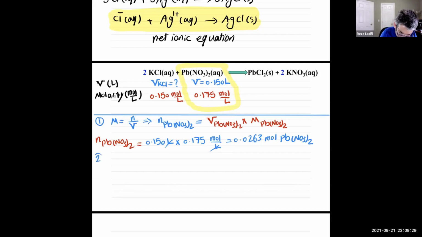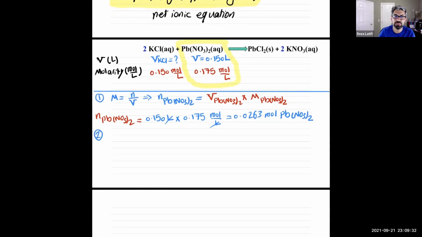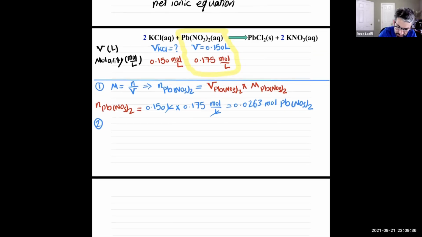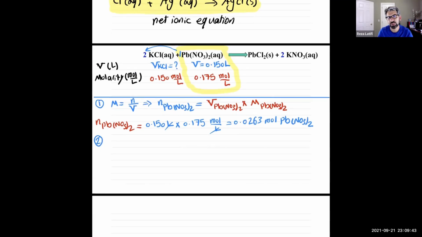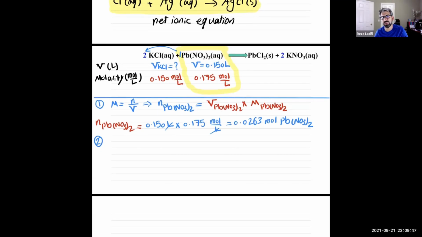Second step, you look to the balanced reaction. The balanced reaction says 1 mole of lead nitrate will react with 2 moles of KCl. So number of mole of KCl will be twice that of lead nitrate. So it's fair to say number of mole for KCl is 2 times number of mole for lead nitrate.